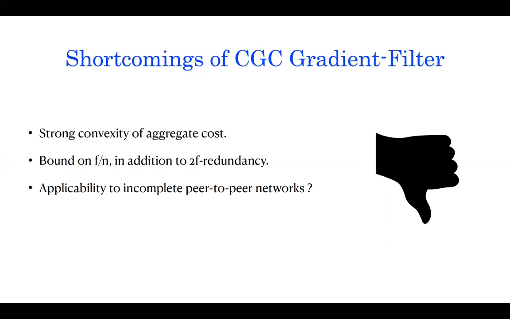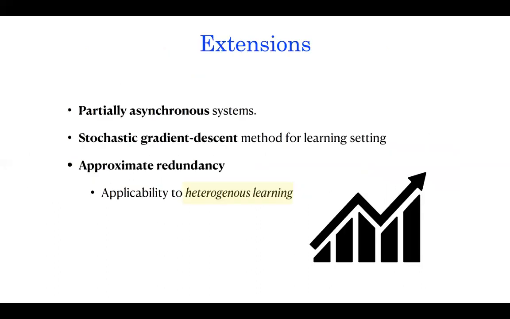Applicability is possible. We are working on it currently, but we do not have any neat, nice, clean results so far. Now, the good news is there are many extensions of this CGC gradient filter. You can apply it for gradient descent method in partially asynchronous systems where the response of agents is not synchronized with the server. There's latency in the system. The gradients that you receive from the agents are from older estimates. So that's okay as long as these delays are bounded.